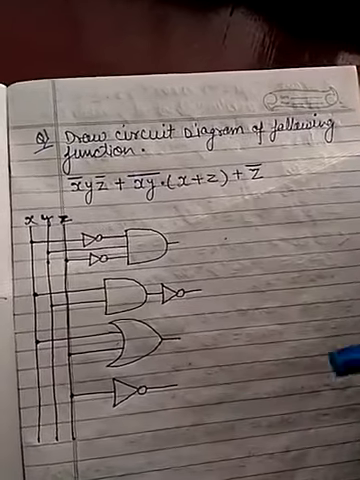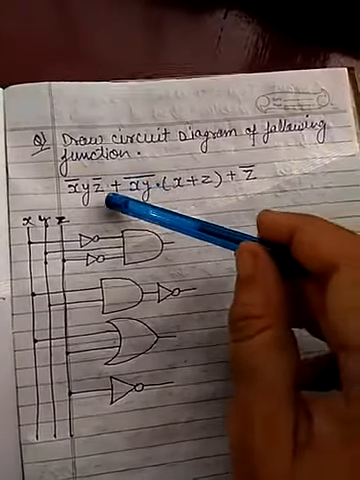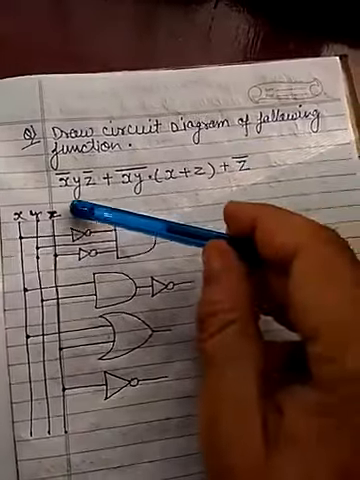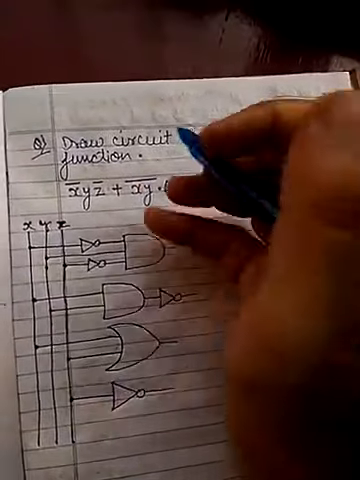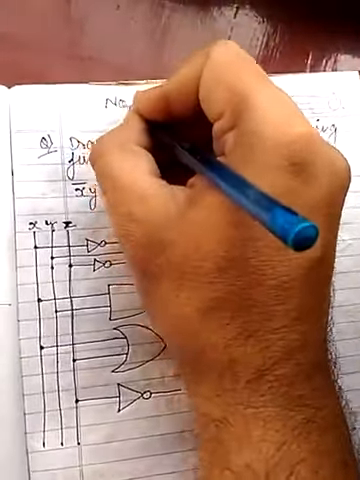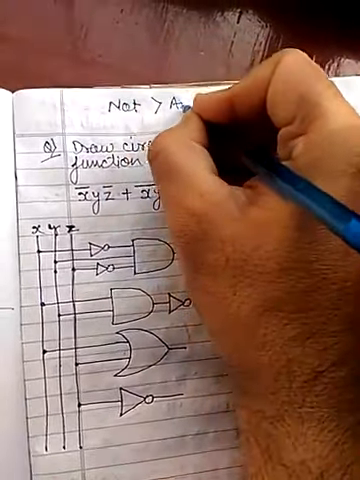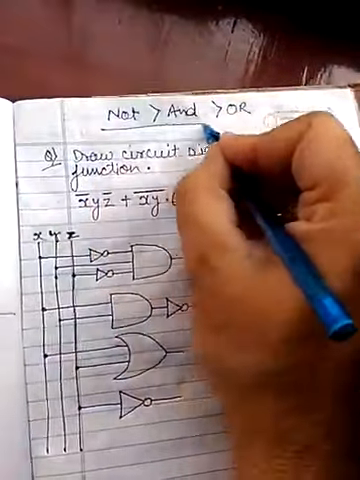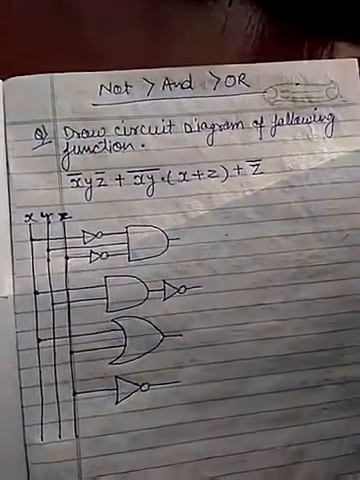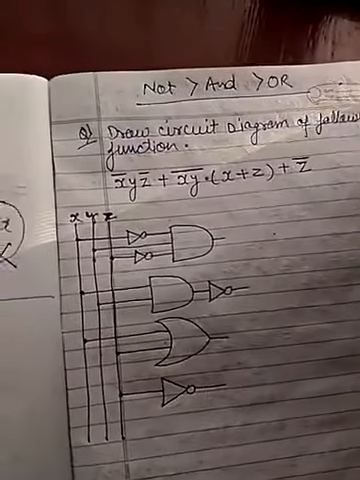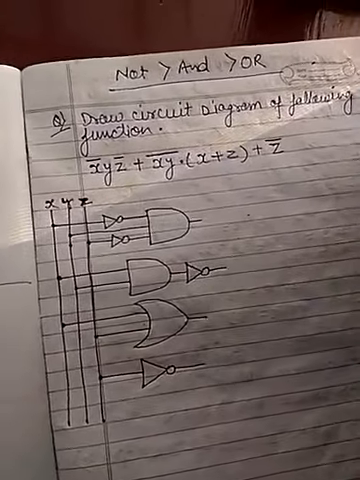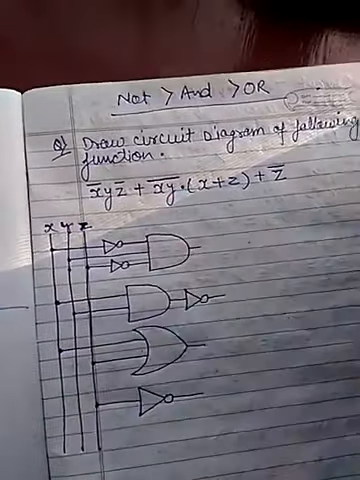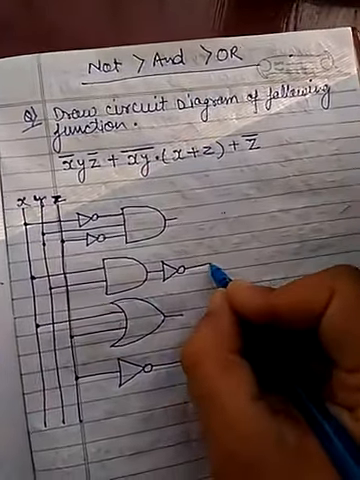So first we have drawn all the terms of the function. Now we have to join the terms. The highest precedence of the operator is NOT, after that AND, after that OR. So this is the precedence of the operators. According to the precedence, first we need to join these two terms because they are connected with the AND operator. So we are joining these two terms.